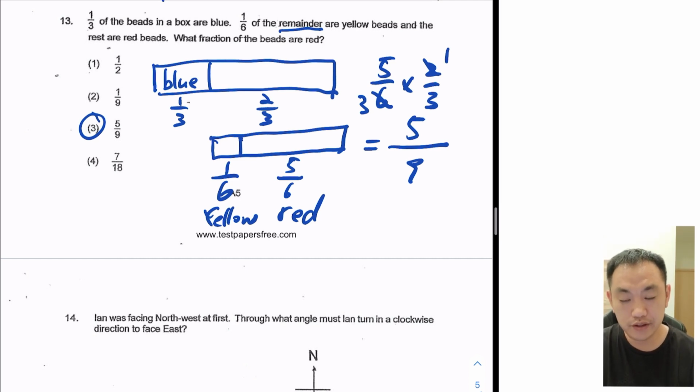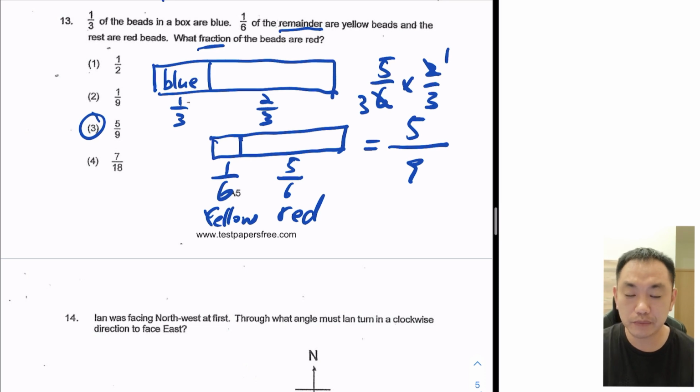So 1/3 is blue, then the remaining is 2/3, and within the 2/3, you draw another picture. Within the remaining, 1/6 is yellow, and that means 5/6 is red. So 5/6 is red, but it's only within the 2/3. But the question is asking what is the fraction for the whole thing. So you need to take 5/6, which is the fraction of the red, but it's only from the 2/3.